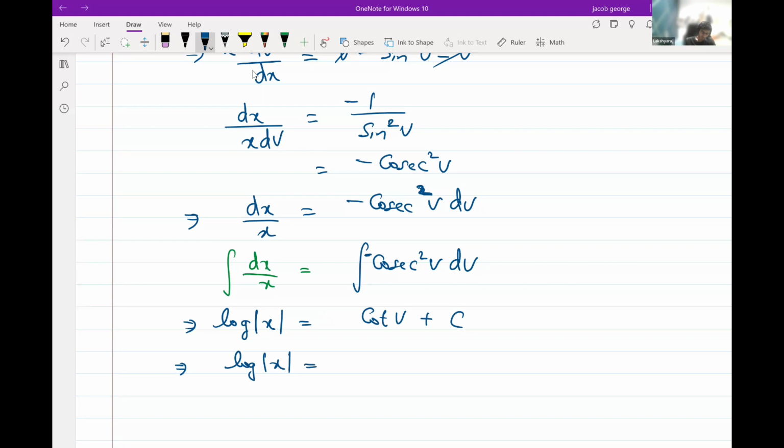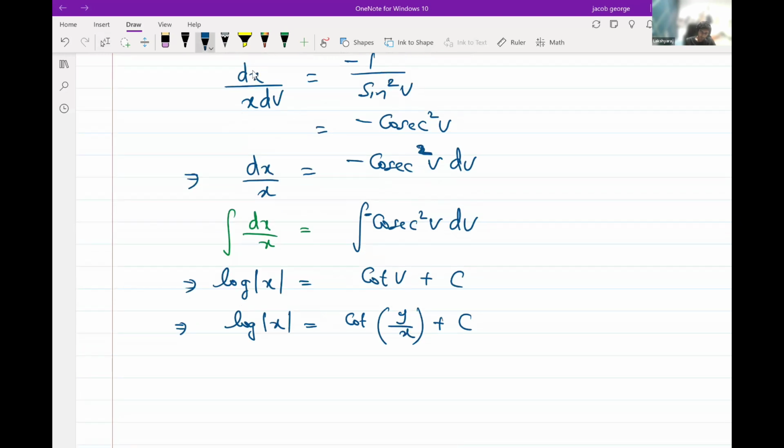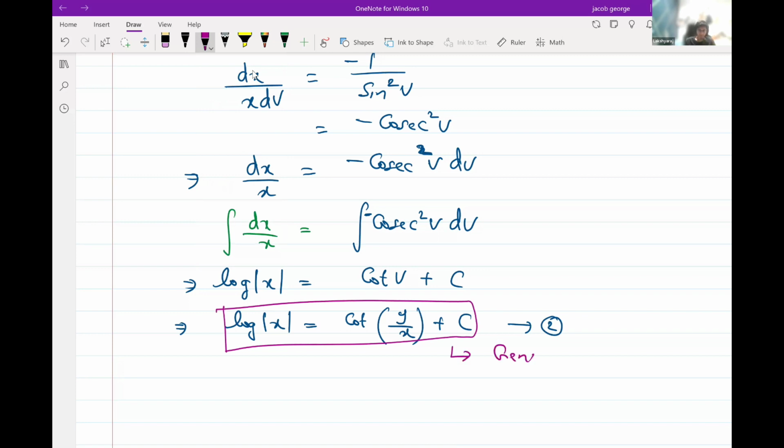Now we substitute for v. Log mod x is equal to cot y by x plus c. This is the general solution. I keep this as equation number 1, which is called the general solution. Normally we stop till here for a normal solved differential equation question. But here we have to continue. Yes, how to continue?